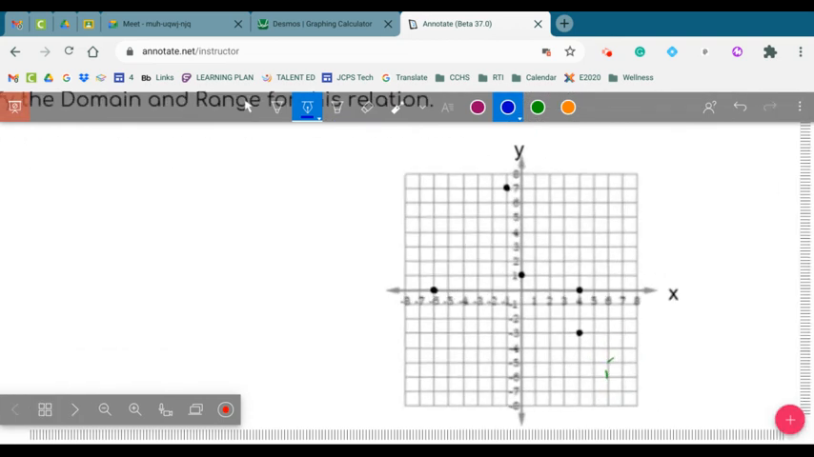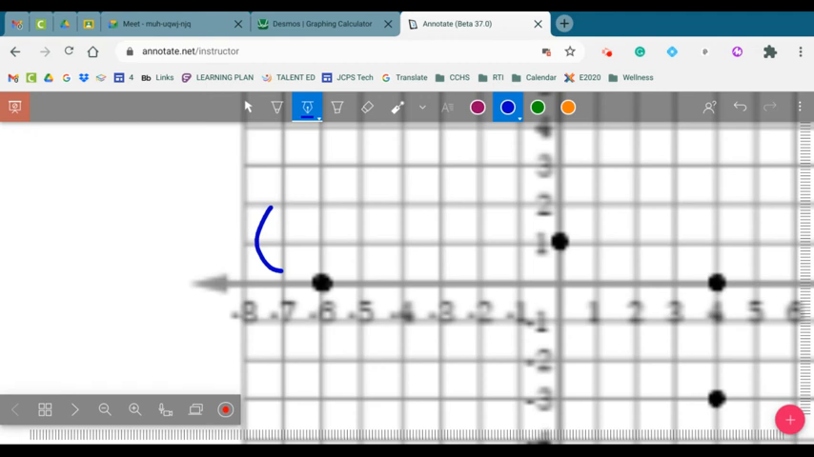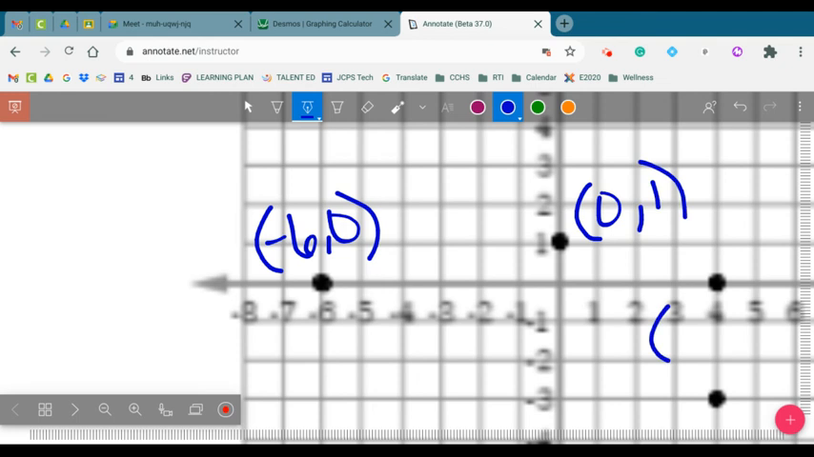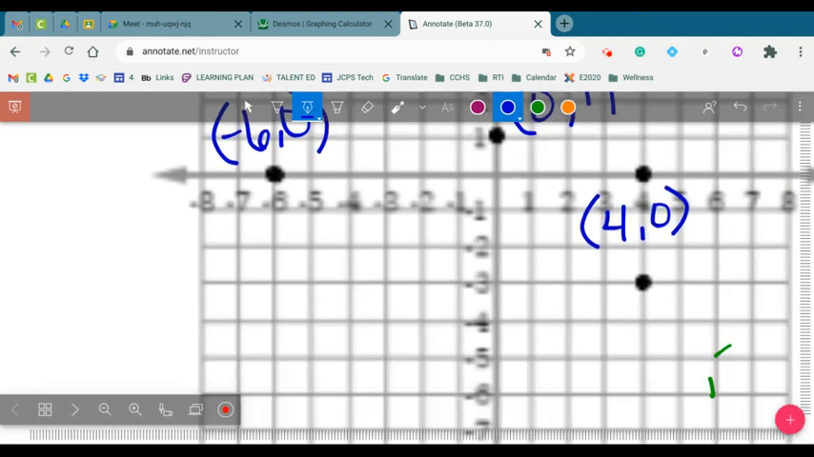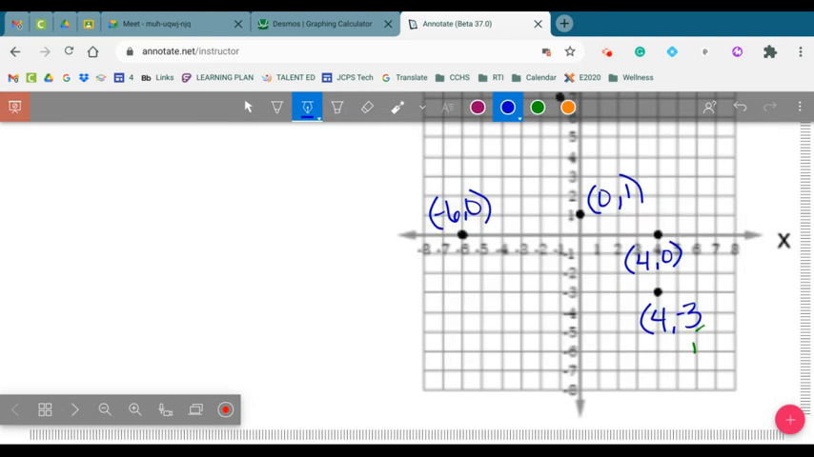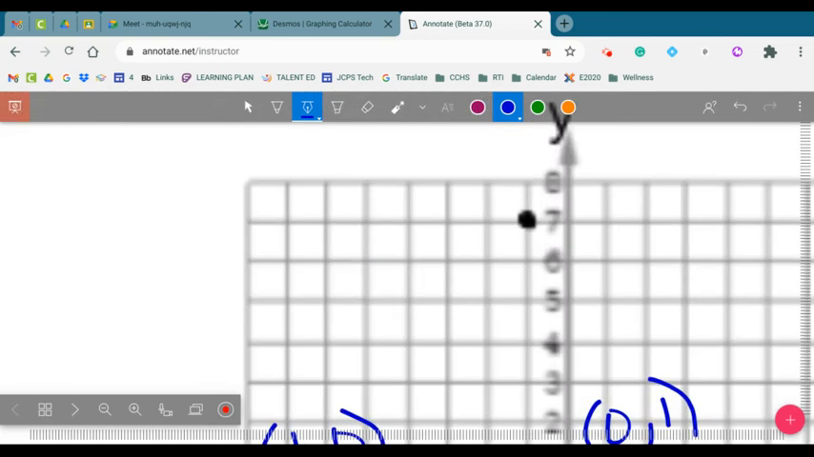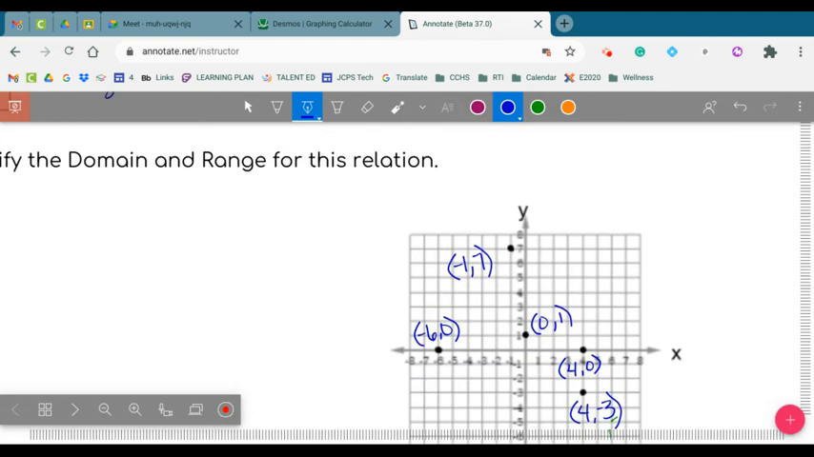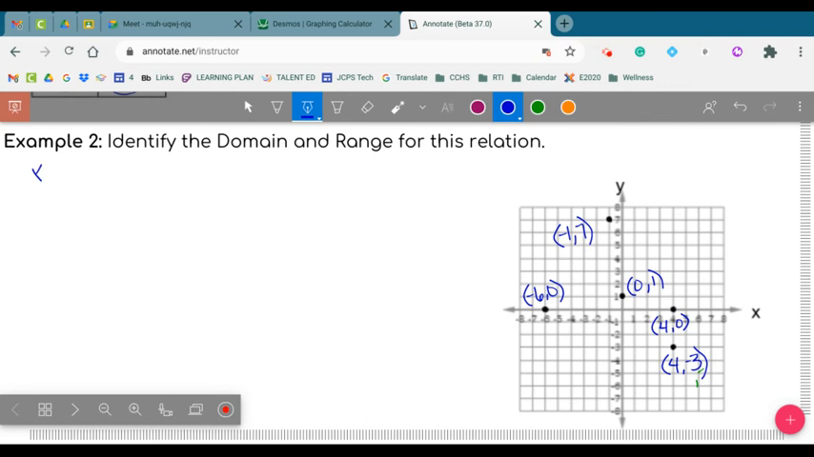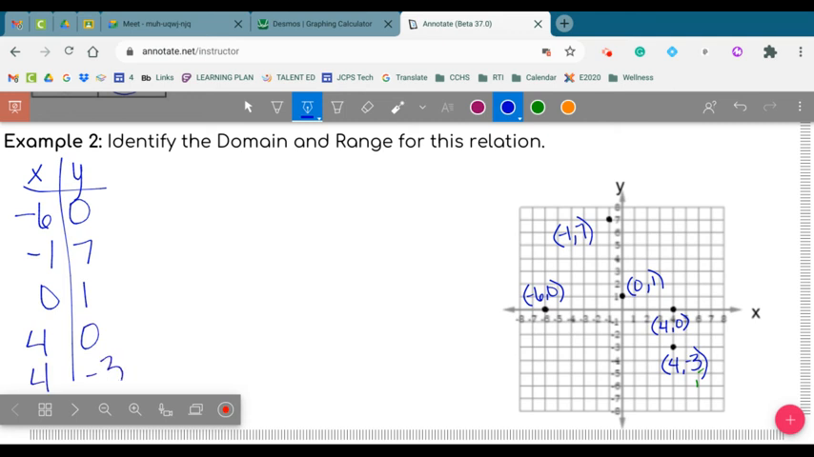The next one, we have points on a graph. First we're going to label these points. I have (-6, 0), (0, 1), (4, 0), (4, -3), and this one would be (-1, 7). For your ordered pair, you always see how far you went on your x-axis, then how far you went on your y. And then I'm going to list these. So my first one I have is (-6, 0), (-1, 7), (0, 1), (4, 0), and (4, -3).